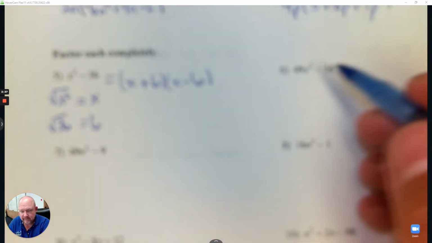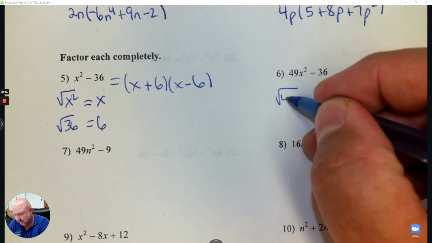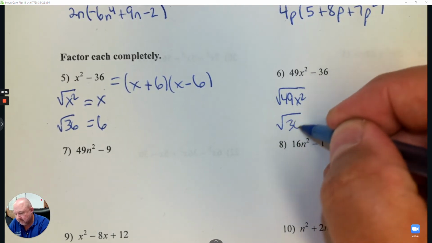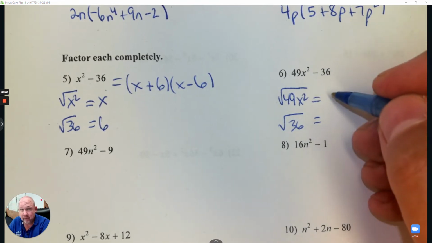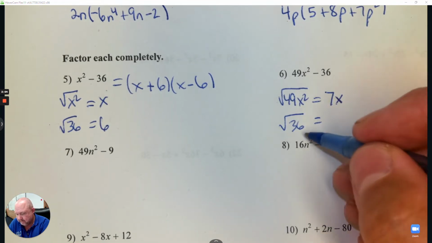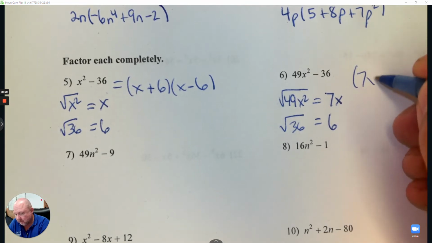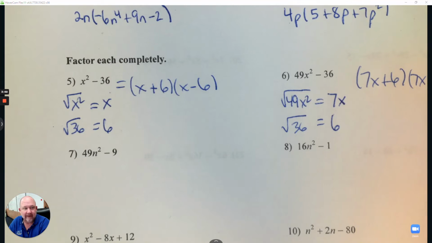So number 6, again, it's a binomial that's subtracting. So I'm going to square root 49 and x squared. I'm going to square root 36. So what number times itself is 49? And then take the exponent and divide it by 2. What number times itself is 36? And then write it down twice. So 7x and 6, 7x and 6. One's adding and one is subtracting.